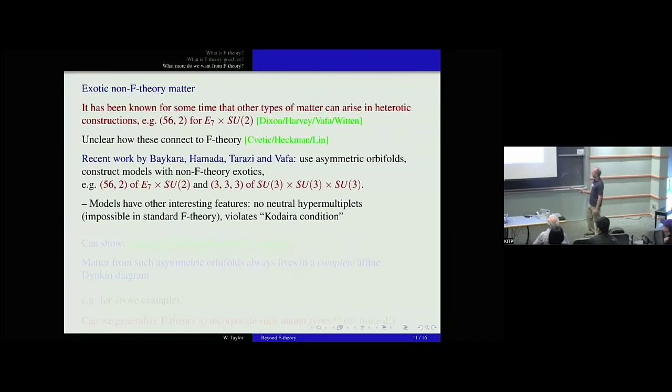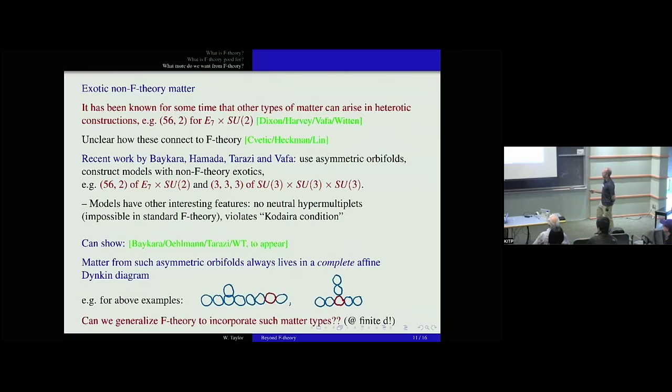They have no neutral hypermultiplets. There's always at least one in F-theory. And they violate this Kodaira condition that comes from the construction of the gauge group in F-theory. So actually, I've been working with Becarra, Tarazzi, and Paul Ullman, following up on this.